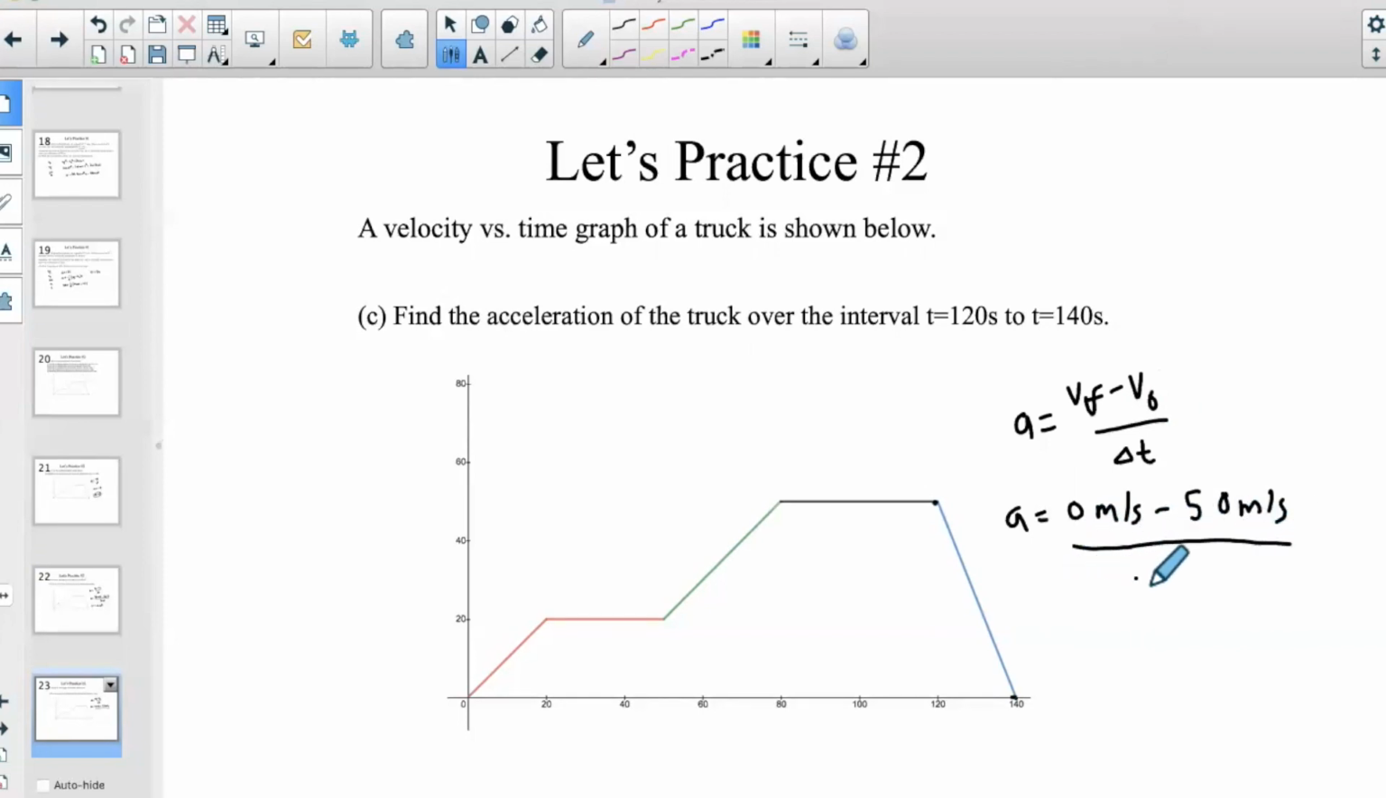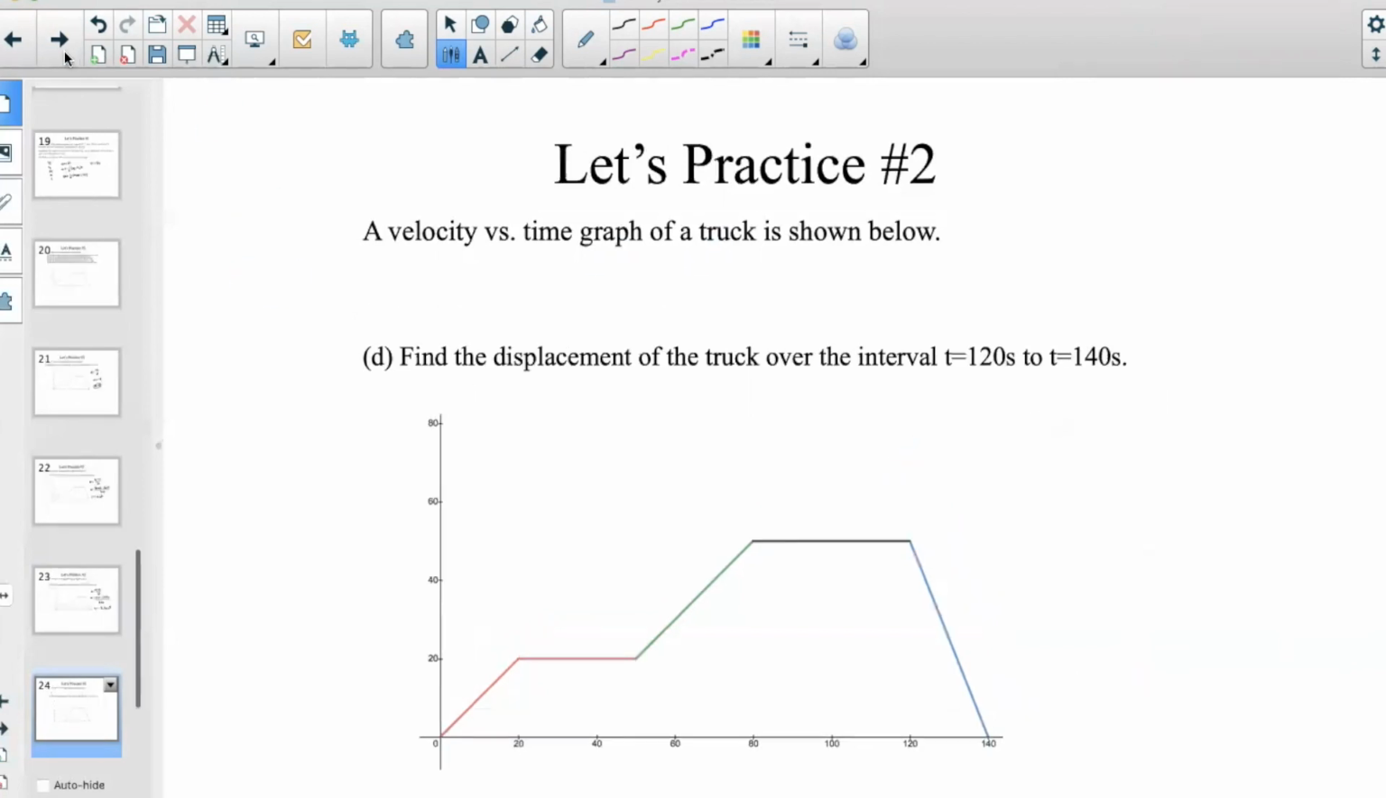We divide by another 20-second interval, 140 minus 120, and we get that the acceleration is equal to negative 2.5 meters per second squared. And it's important to note the negative because the truck is slowing down, and also you can see that the slope of the graph is negative, and the slope of the velocity graph is the acceleration. So the acceleration is negative.